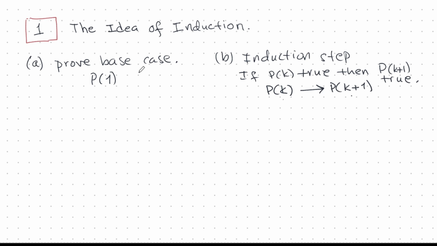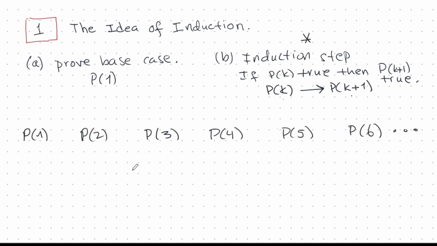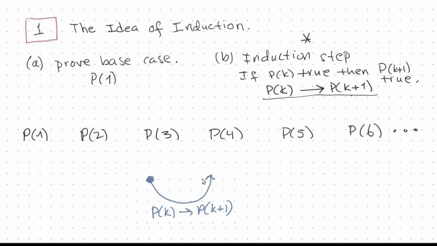Okay, so let's start with this step and look at a picture. We have all our statements lined up in order here. And let's take this induction step and draw a picture. We can think of our induction step as a little machine, kind of like a rail car, and this P1, P2, P3, and so on, that's like a railroad.